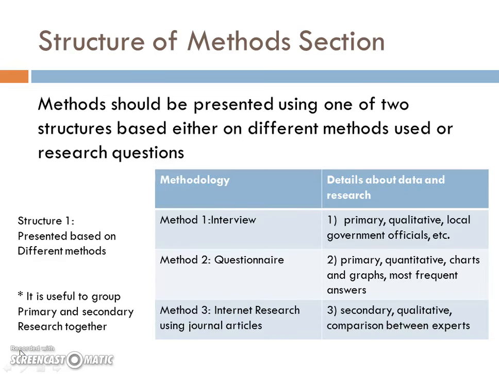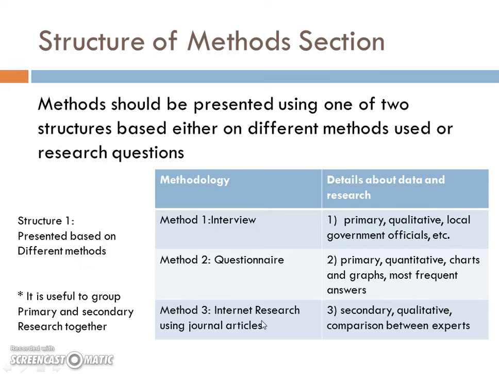In the first example, we'll look at how to structure a methods section based on various methods used in the research. In this example, the first method that was used was an interview. So in the methods section, we'll list the interview as the first method. And then we'll proceed to describe details about the data and research. For example, primary research and qualitative data were obtained. The second method used was a questionnaire, and you can proceed to describe details about the data and research. In this case, primary research and quantitative data were obtained.